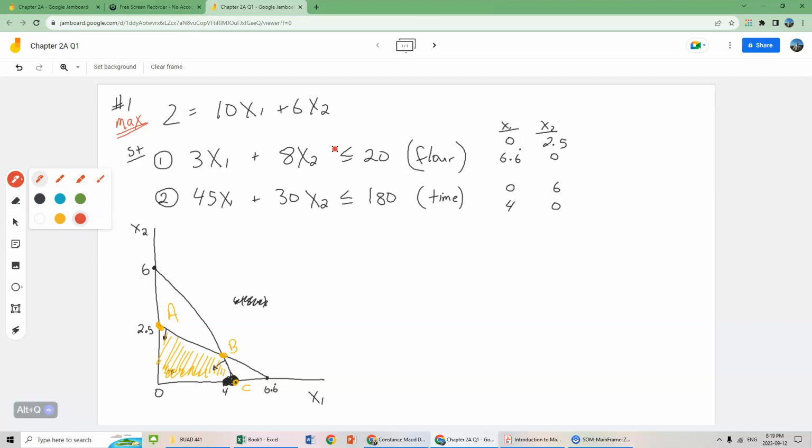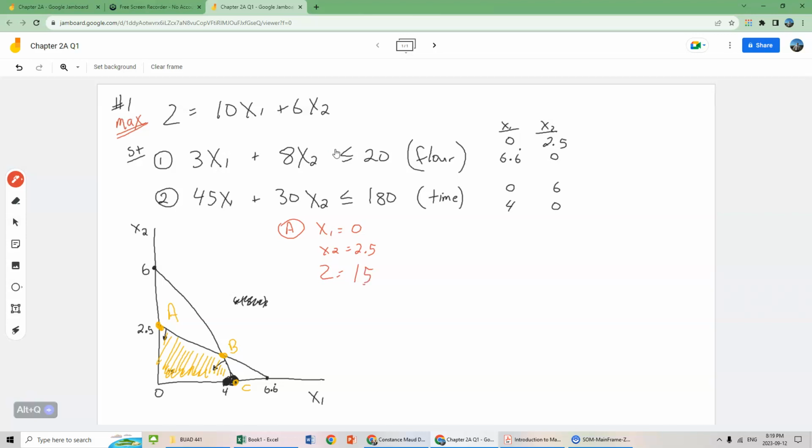Let's change colors. Let's go at point A. Point A and point C, we already know the coordinates. x1 at point A is 0, x2 equals 2.5. So Z would equal, putting that into this equation, 10 times 0 plus 6 times 2.5. That gives us something like 15. I want to say 15.